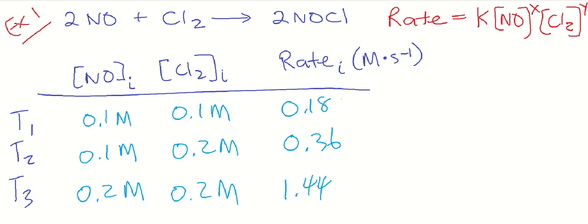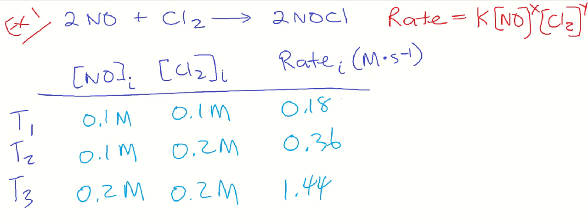The key here is you want to pick two trials where the reactant that you're solving for is changing. So let's just solve for the order with respect to NO first. In order to find x, we want to look at two trials where NO is changing, but nothing else is changing. When I say nothing else, it's chlorine in this case. So what two trials is NO changing, but chlorine is not?